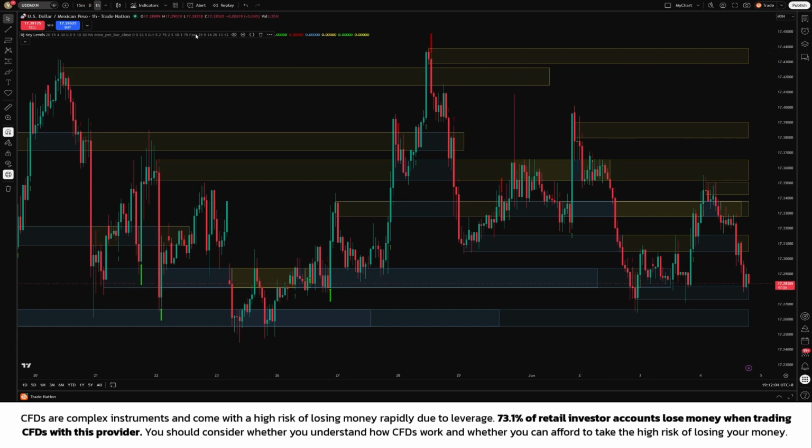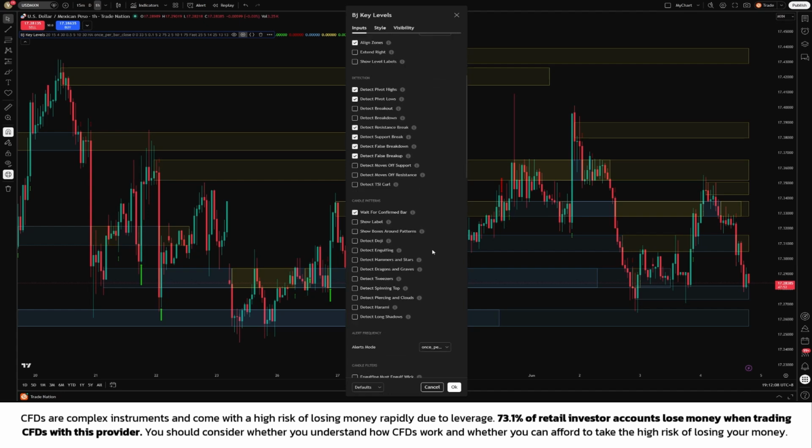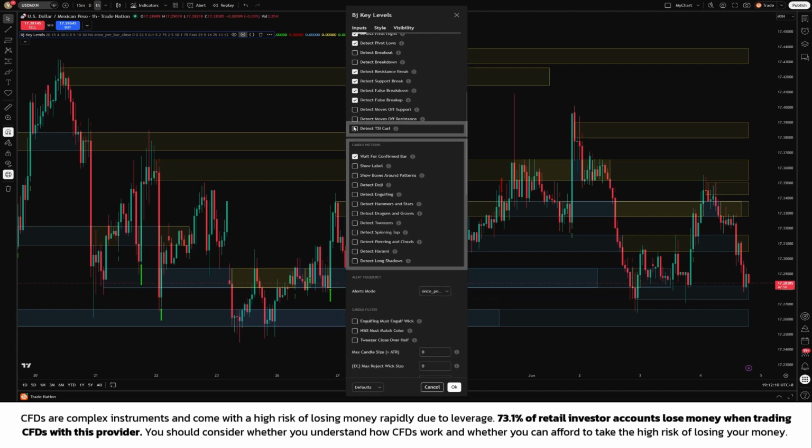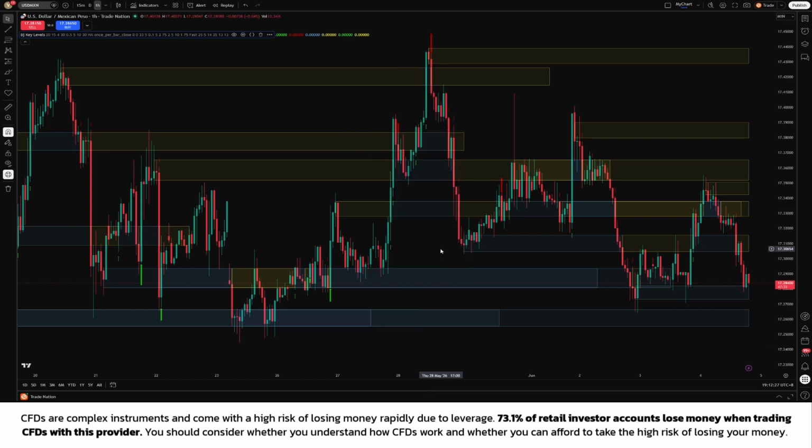The indicator also includes optional reactions from support and resistance, candle pattern detection, and a TSI curl setting. Candle patterns such as doji candles, engulfing candles, hammers, shooting stars, tweezers, and long shadow candles carry more weight when they form directly inside a key zone. The TSI curl adds a momentum layer by showing when momentum may be starting to shift near one of those levels. For practical use, start with the zones, then read the reaction.